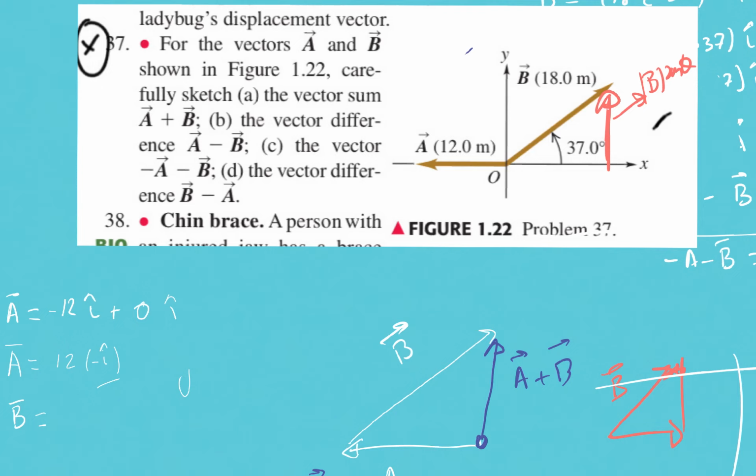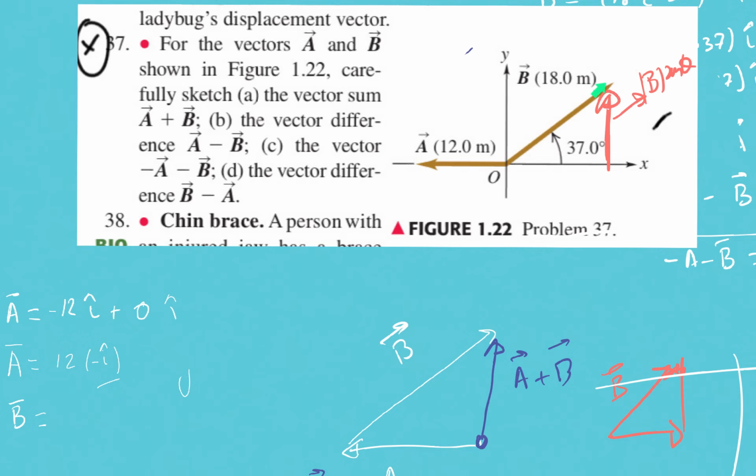Okay, this question we have solved in class. I'm going to redo it in case you have any doubt. This is the vector A. The vector A exists in this direction, 12 meters in the minus x direction, or 12 meters minus i. Minus 12i is the vector A. Perfect. The vector V has the length 18 meters.